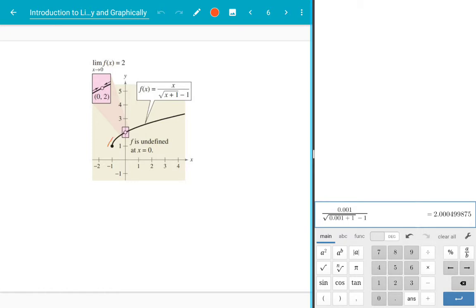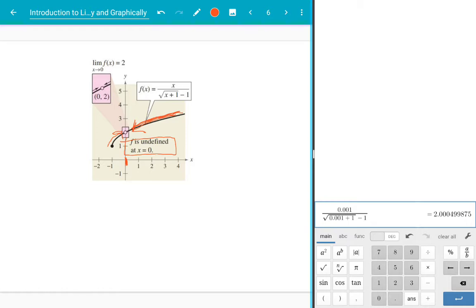So I'm going to go from the left hand side here. What value is it approaching at the x equals 0 mark? It looks like it's approaching the value of 2. And let's do it from the right hand side here, excuse me. It looks like, again, it's approaching the same value. Now, I want you guys to pay close attention here to what this says. It says f is undefined at x equals 0.